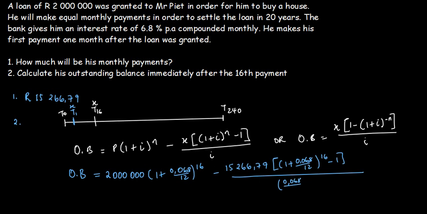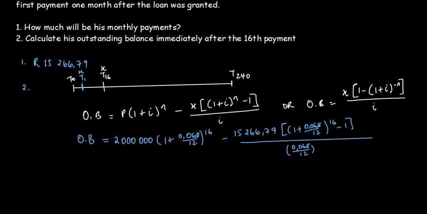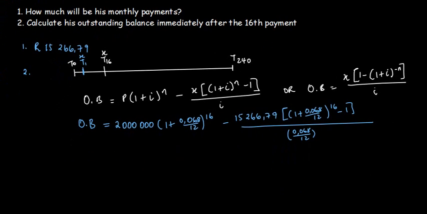Now I'm going to leave you to use your calculators there, good people, and get that outstanding balance after the 16th payment. You will tell me once you have gotten the answer. Please, you can just raise your hand there. Or we could use the second method. So how do we use the second method?